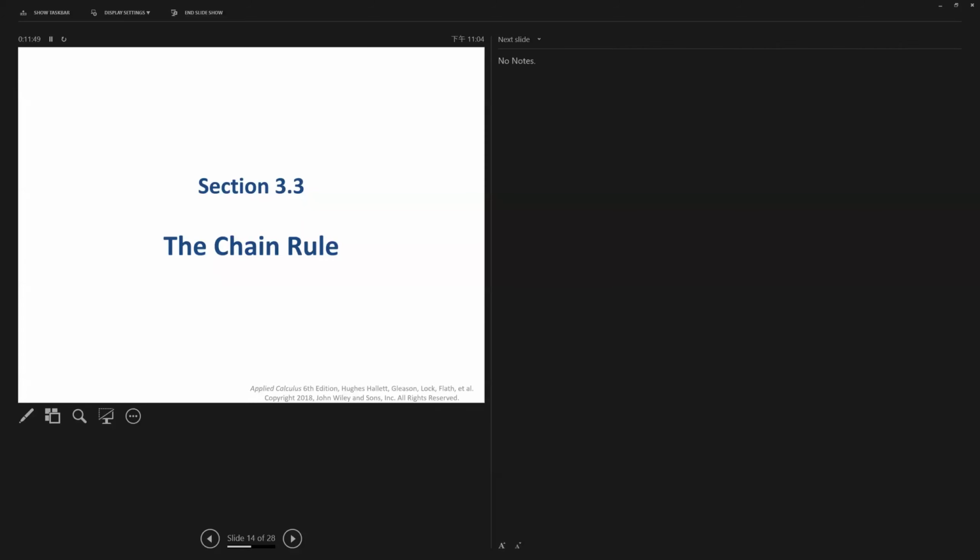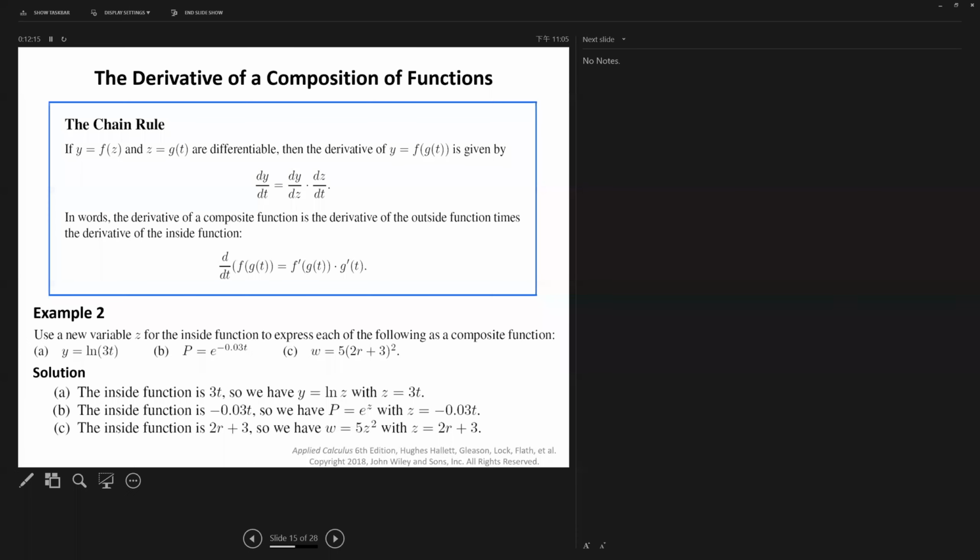All right, 3.3, we're looking at something called the chain rule. So chain rule means when we are taking derivatives, we have to take into account some little function that's in there. So let's take a look at some introduction. All right, so let's take some time to look over the definition here, right? If y is f of z and z is g of t, right? So we have actually two types of function. Think about a compositional function, if you will, like what we have in this case, right?